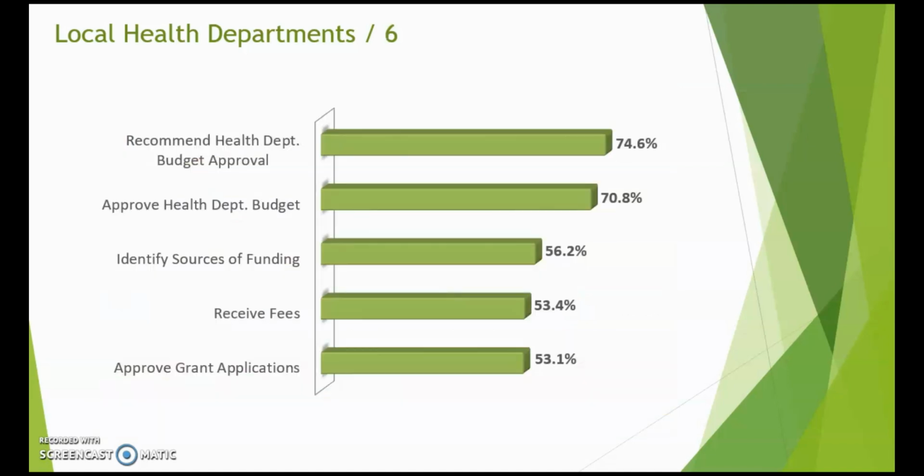A few more diagrams and slides here. Last theoretical discussion this week, more numbers, all right? Part 6, recommend health department budget approval. Approve health department budgets, identify source of funding, receive fees, and approve grant applications in the top 5.